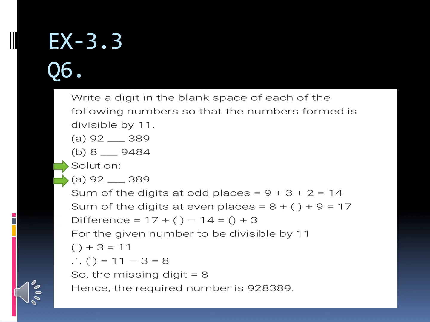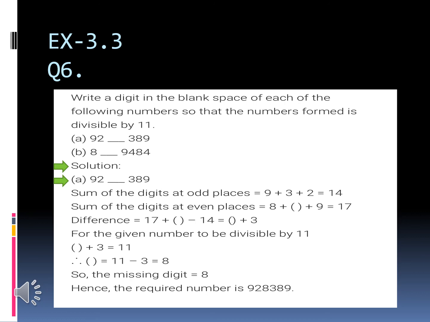Don't forget that. Now let's try to find out the difference. The difference is 17 plus blank, that is the sum, minus 14, right? If you solve this expression, you get 17 minus 14 as 3, and one blank digit is there. We don't know what that digit is, but one blank digit is there. So dash plus 3, you find out this as the difference.